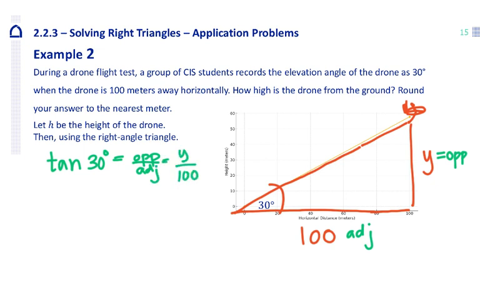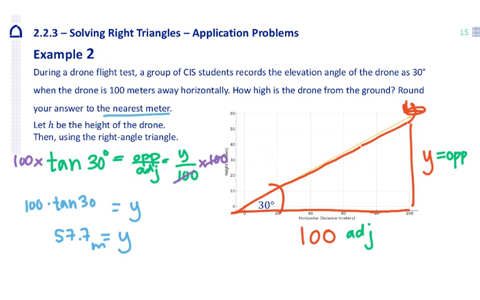And I want to solve for y. So I'll multiply both sides by 100, and then I will get the fact that y is 100 times the tan of 30, and I'll plug that in my calculator, and I get y is 57.7 meters. But let me read carefully. It says to the nearest meter, so we'd say it's approximately 58 meters high.